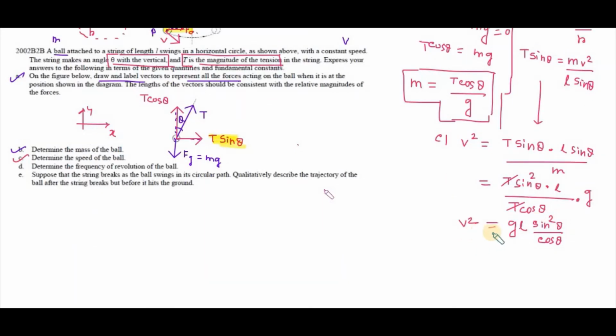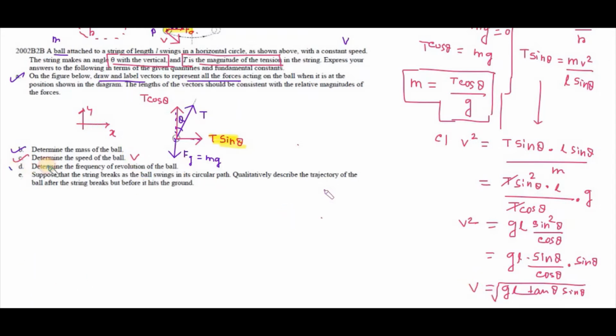So from here we are getting v square equal to g into L into sine square theta by cosine theta, and we can just write it down as g into L into sine theta upon cosine theta into sine theta. That means it gives g into L into tan theta into sine theta, and the square root of that would give the expression of v.